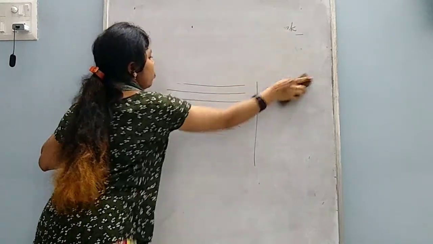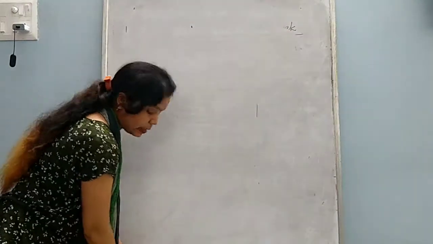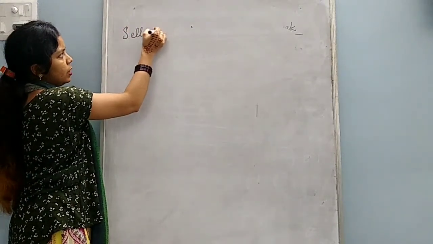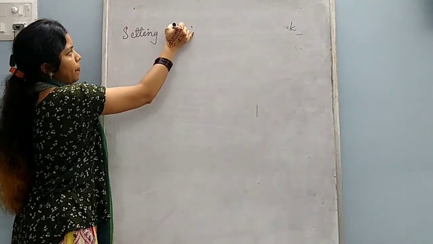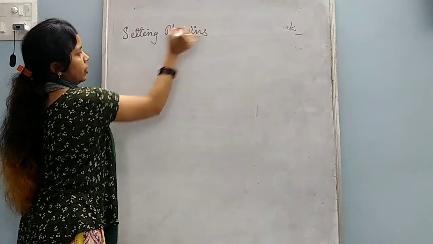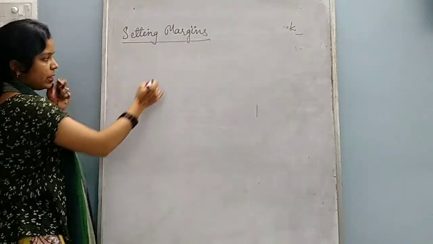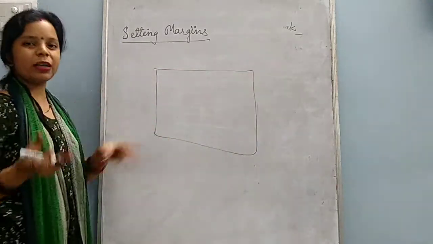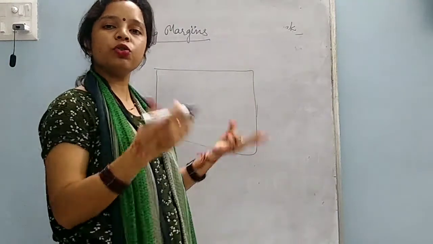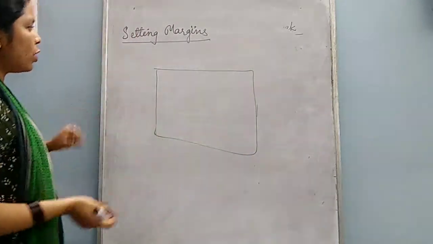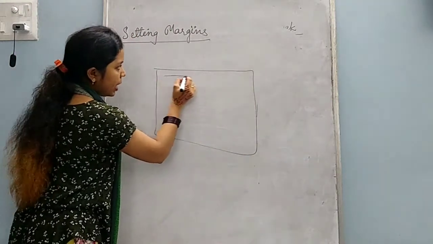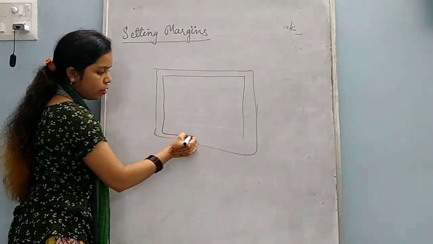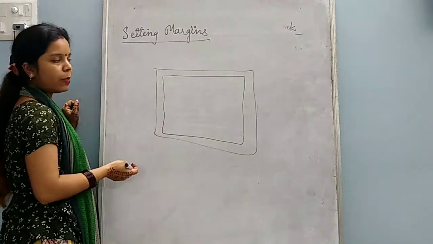Now the next thing which is given in your book is setting margins. Now how will you set a margin in the page? Suppose this is your page, and you know every page has a margin. If you do any work in your copy or notebook also, you make a margin on the page. So what is a margin? This outline of the page. We draw the outline on a page with a scale, so this outline of the page is known as the margin.